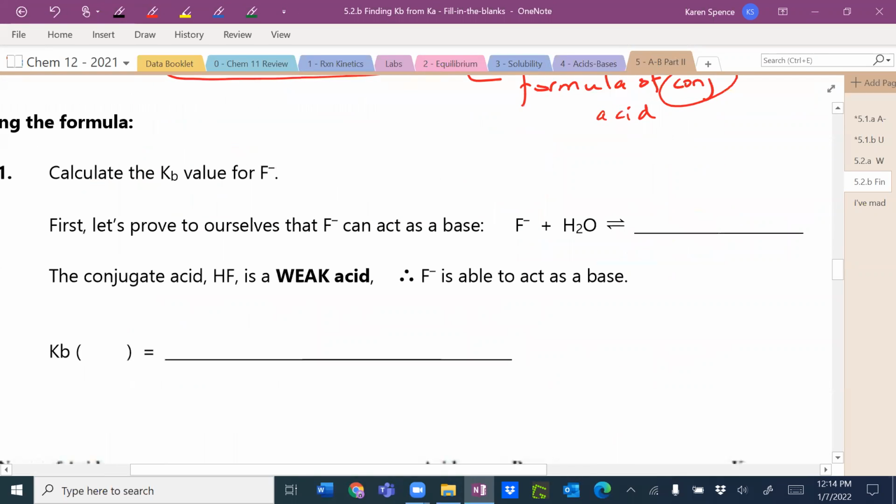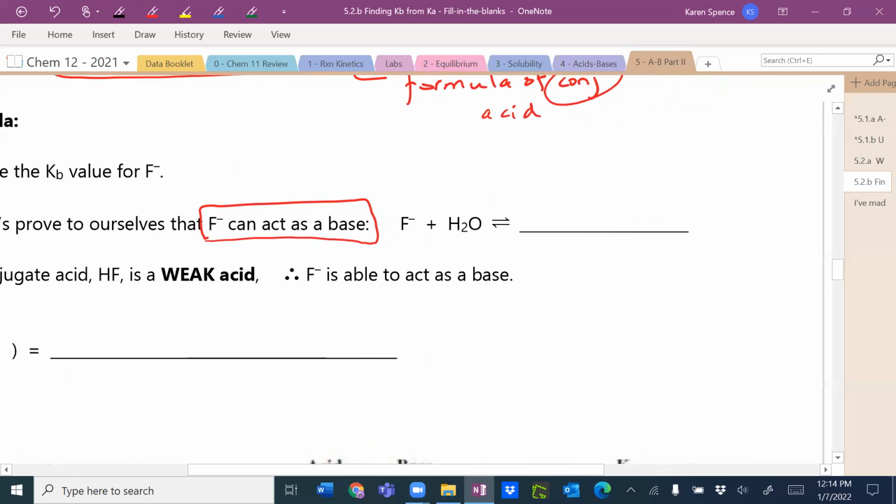All right, so let's do a calculation. Let us calculate the Kb for F-. First of all, we have to prove to ourselves that F- can act as a base, because if I gave you a different ion, maybe it couldn't act as a base. So let's write our products here. The hydrogen is going to go from water onto fluoride, and so we will end up with HF, and we had a minus. When it gets together with the plus, now it becomes neutral. And we are left with water that has lost a proton, so it becomes OH-.